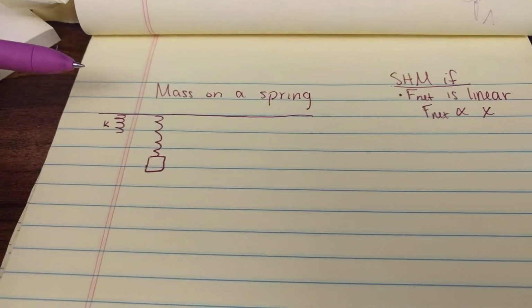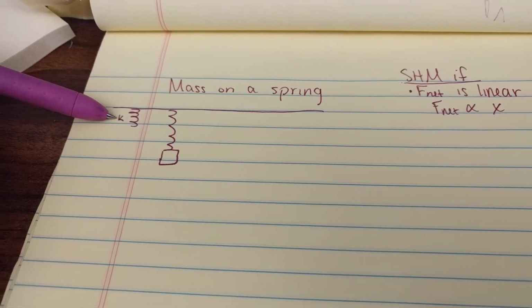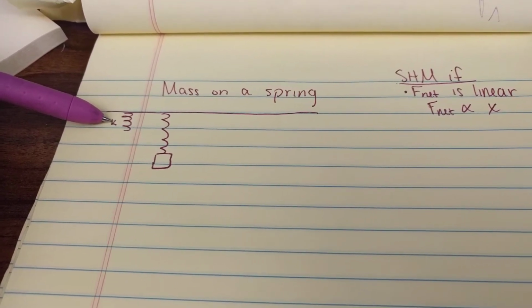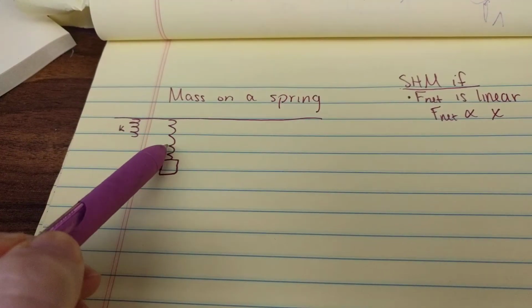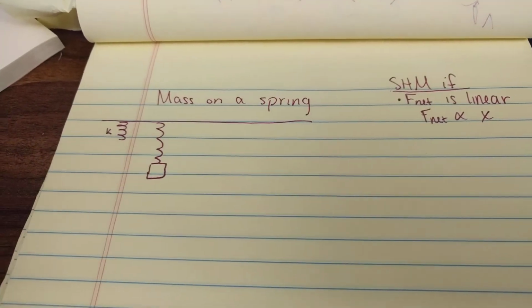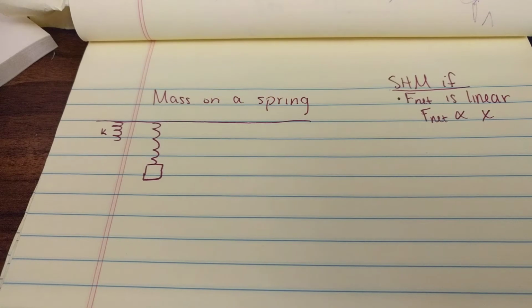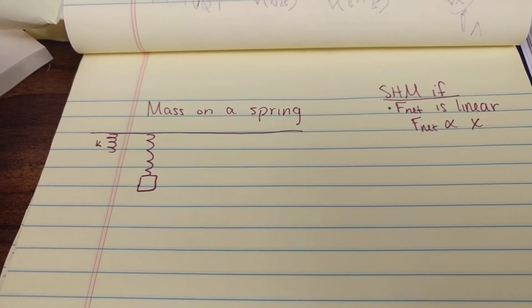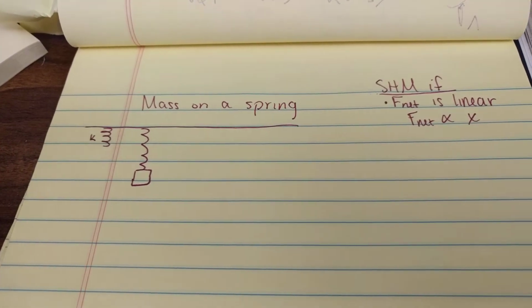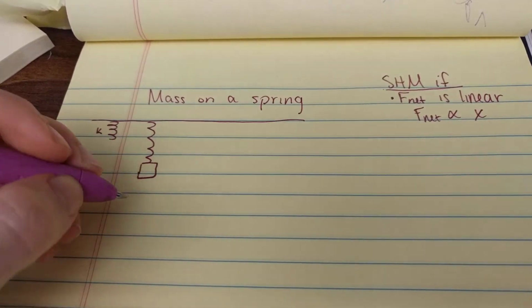So we'll suppose here that our spring has some spring constant k. If we hang a mass from this spring, the spring is going to stretch out a bit, and if the mass is left to its own devices for an extended period of time, it'll settle down to its equilibrium position. Equilibrium means net force is equal to 0.